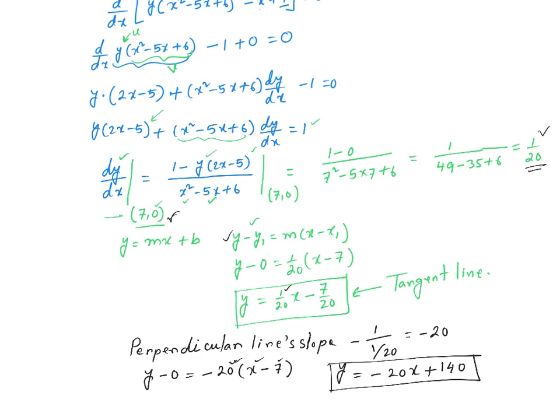Now, by using the equation of the straight line, y minus y1 is equal to m times x minus x1, and using the slope 1 over 20 and the point 7, 0, I get the equation of the tangent line. Now I find the equation of the line perpendicular to the tangent line that goes through 7, 0. Remember, the slopes are negative reciprocals of each other if they are perpendicular lines. So the slope of the tangent line is 1 over 20, and the negative reciprocal of it is negative 20. So my equation of the perpendicular line is y minus 0 is equal to negative 20 times x minus 7. If I simplify it, I get this one.